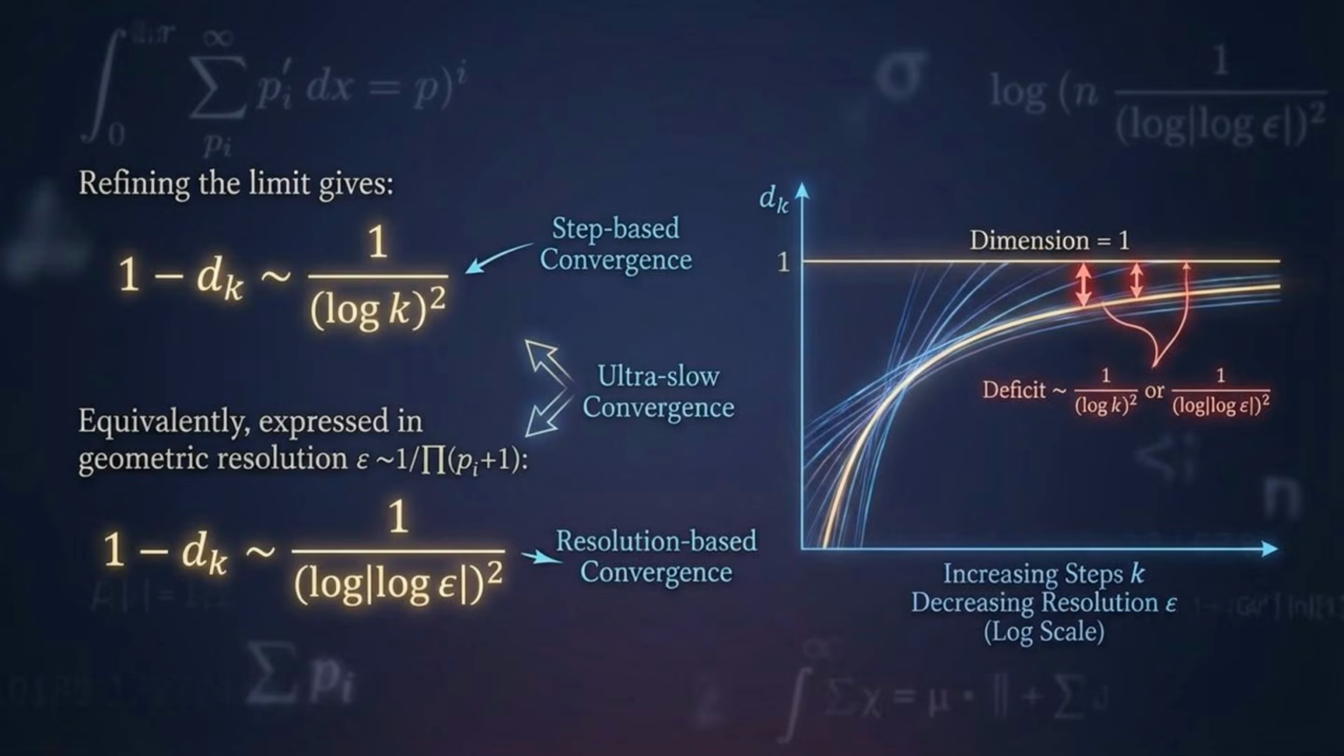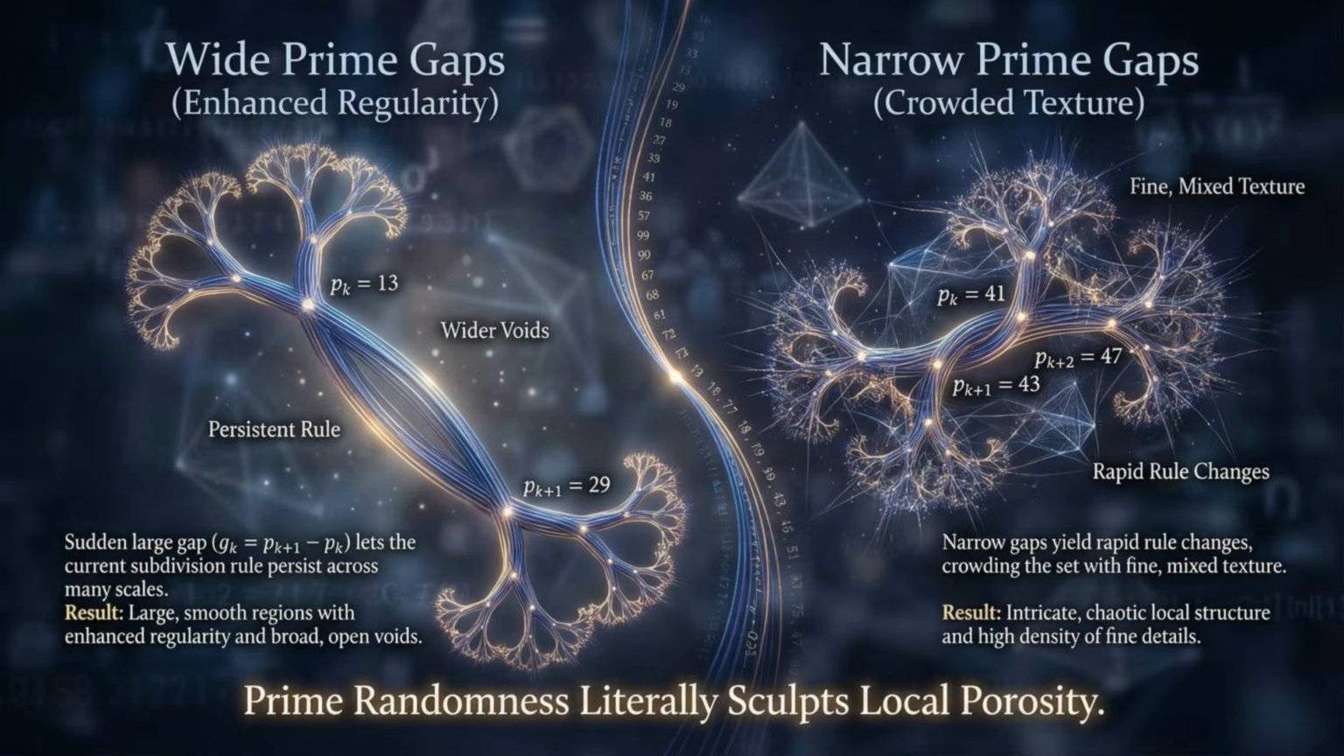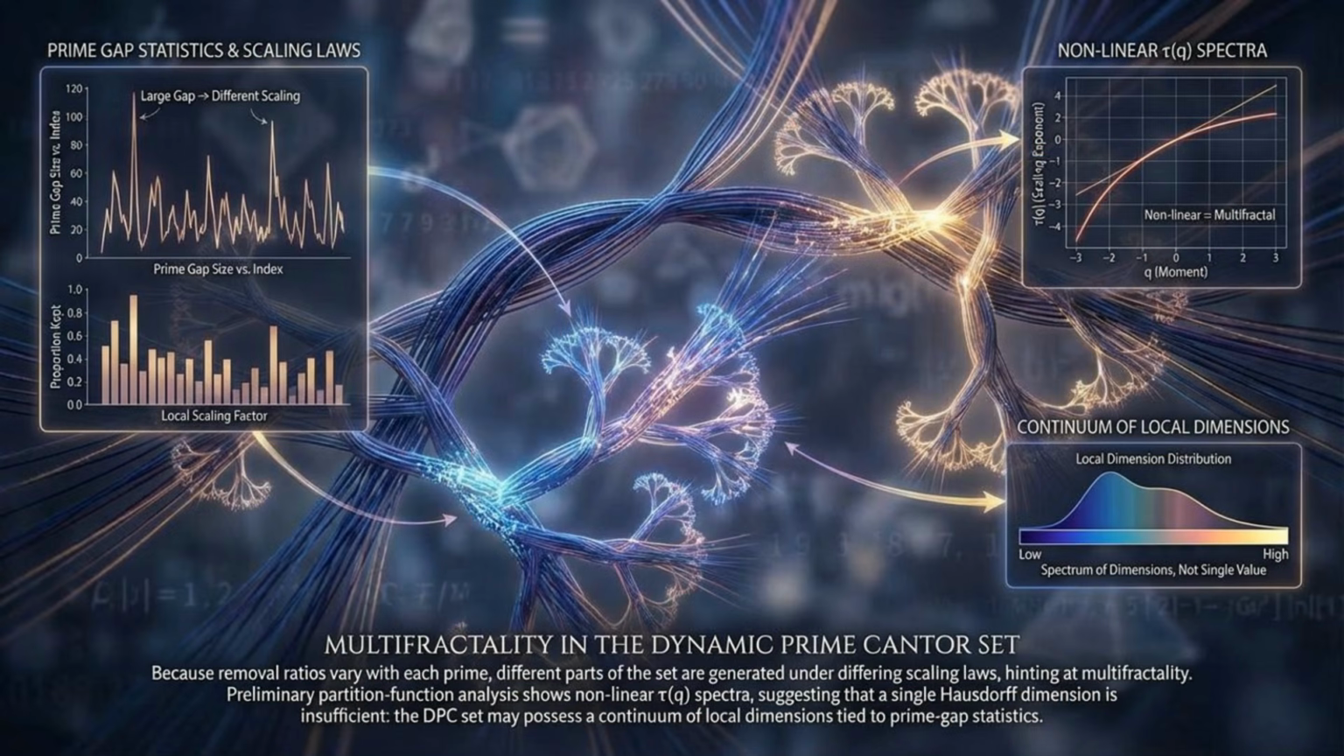The convergence to dimension 1 is ultra-slow, quantified by logarithmic decay terms based on the construction step, $k$, or the geometric resolution, $\epsilon$. Prime randomness literally sculpts local porosity. Wide prime gaps create large, smooth regions, while narrow prime gaps result in a chaotic, crowded texture with intricate fine details. The dynamic Prime Cantor set exhibits multifractality.